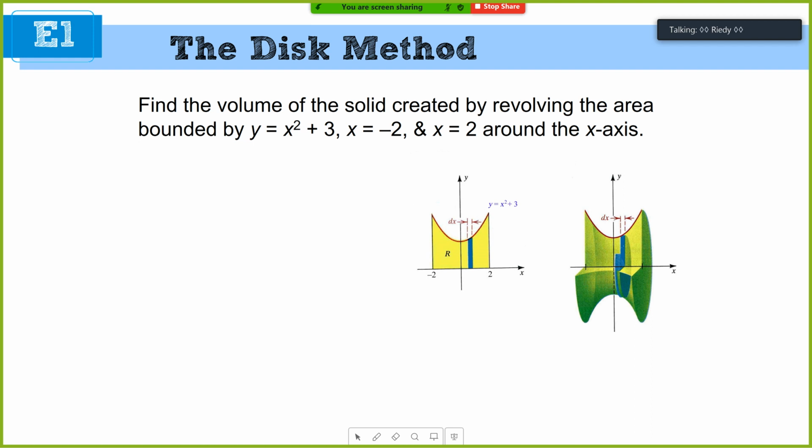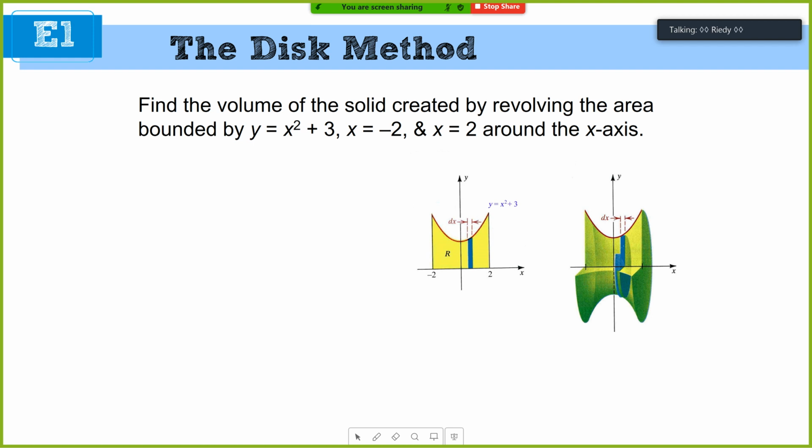The hard part is finding the volume of one disk. And once we get that, the rest is easy because we just use the calculus, or I should say the integral, as an accumulator to add up all those disks. So, in my picture, you can see that little blue representative rectangle. I already gave you the thickness of that rectangle to be dx because we want it to be really tiny.